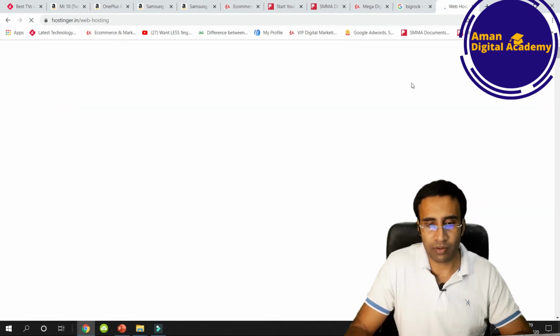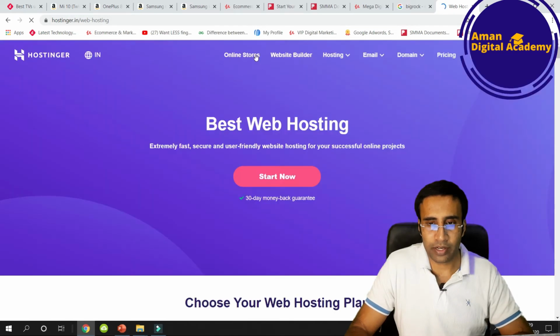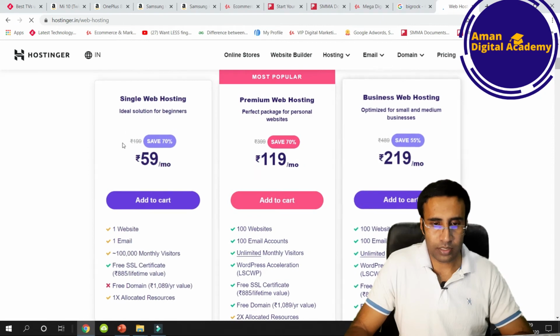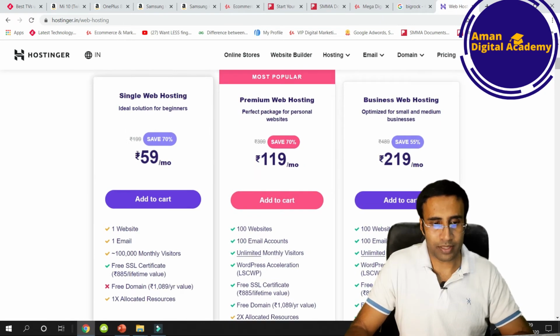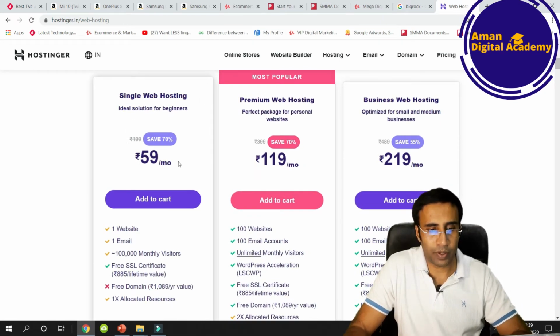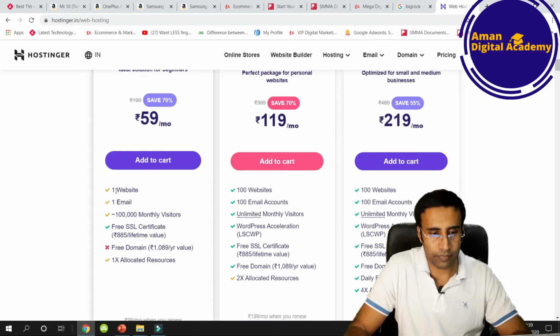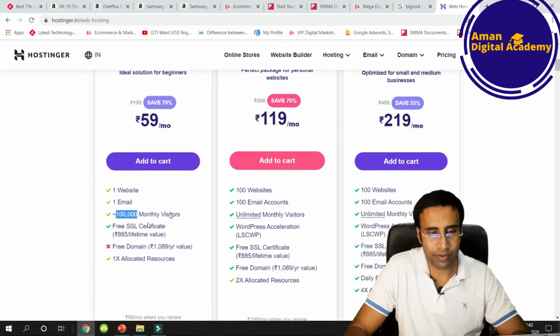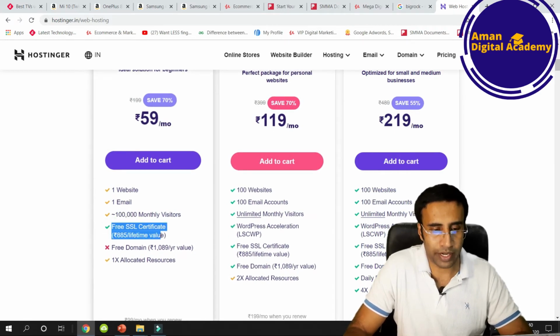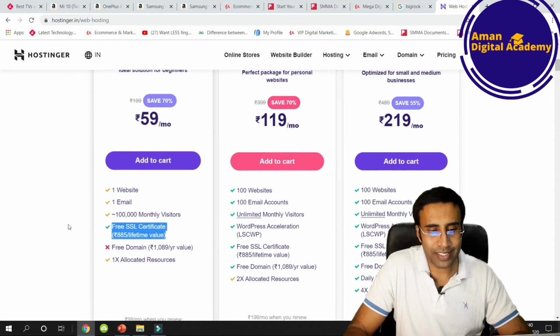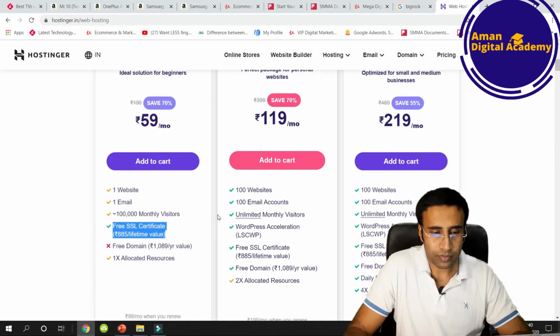We'll go for shared web hosting. They are giving different plans in this, so we will see what they are. For the single web hosting, they are charging 59 rupees per month, and with that you will be able to get one website, one email, and 10,000 to 1 lakh monthly visitors can come to your website, and you will also get a free SSL certificate.